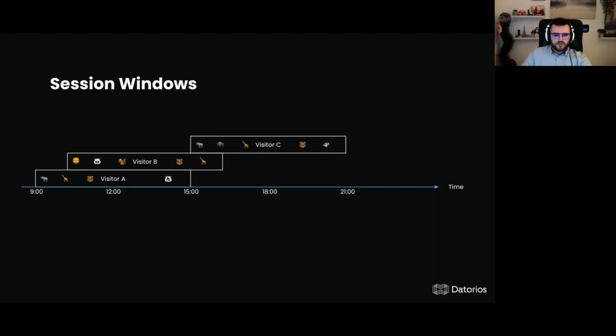The thing is, with session windows, they don't have a fixed start and end point. It's just whatever triggers the beginning of it. In our case, the visitor entering the park is what triggered the session to open for this visitor. And then whenever he left the park, or his armband went outside of the park, that would close the session. So we would evaluate the session, figure out which animals he visited, and produce a metric for it. And the same can be said for visitors B and C.